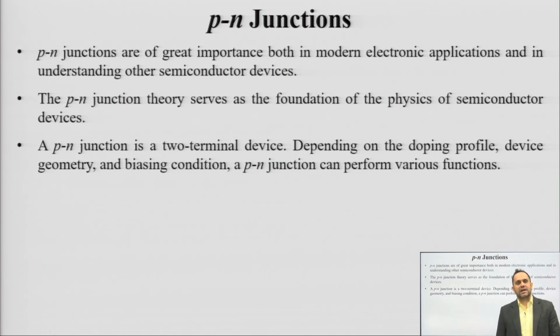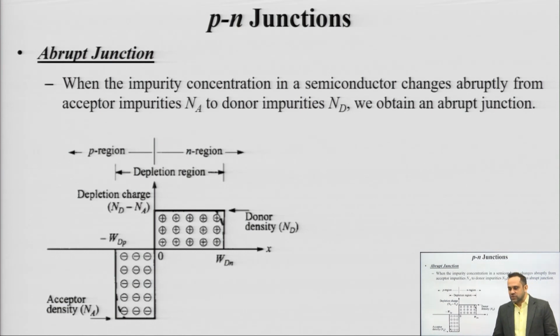Depending upon what doping has been done on the p side or the n side or both sides, how the device geometry is, and how the biasing has been done, a p-n junction can be exploited to perform various different functions. That is our main objective from now on, to study how this junction behaves. So, we make a small initiation here. We say that all our analysis is based around what is known as an abrupt junction.